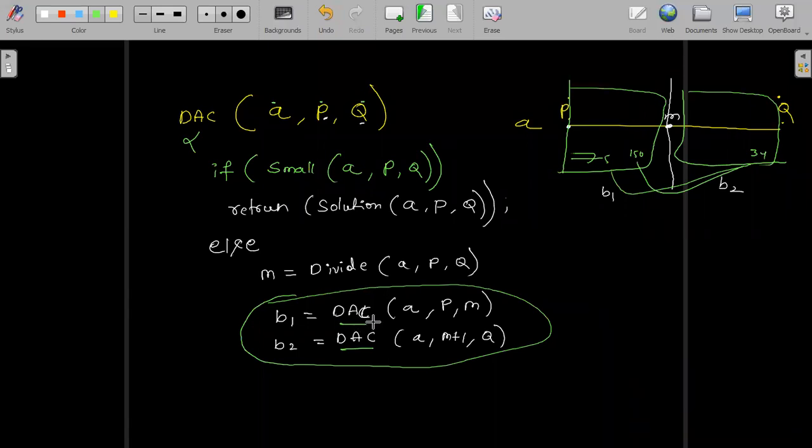DAC, nothing but divide and conquer, with A, P, M. Here recursion, and again division will happen. Same thing. It will come here and check whether it is small or not. If it is small, return the solution. Otherwise, divide again. This will be divided again, and again like that. Understood everyone? I think you people are getting it. You people are very clever people.